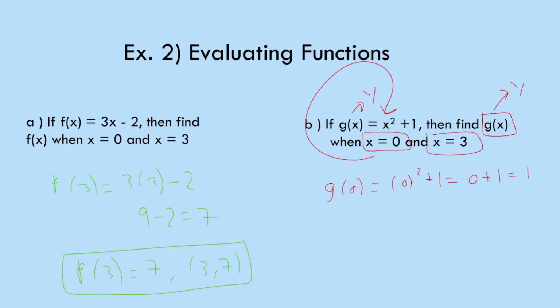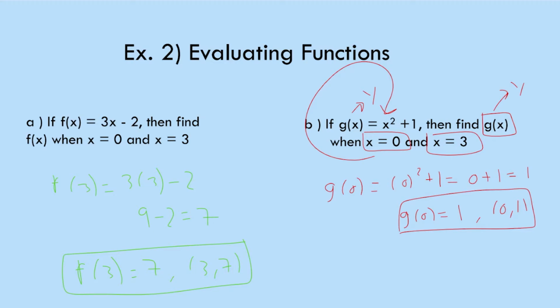So that's my answer. How do I write my final answer? Technically, my answer is 1. But if you wanted to write it in function notation, it would be g of 0 equals 1, which means that when I plug in 0 into g, my y was 1. If you want to write it as a coordinate, it would be 0 comma 1. And these would be my two answers for the first one. So what about the second one?